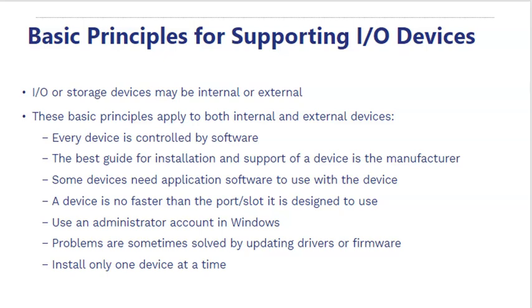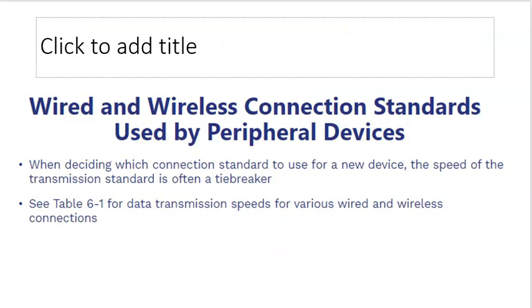And try to only install one device at a time. I know this is a challenge when we're building computers and we're having to install all these different devices and then just cross our fingers and hope that they work. But if possible, try to install one auxiliary device, and then make sure it works before you install another one. Otherwise, you could wind up with a conflict or some kind of issue, and then you don't know what is causing the problem.